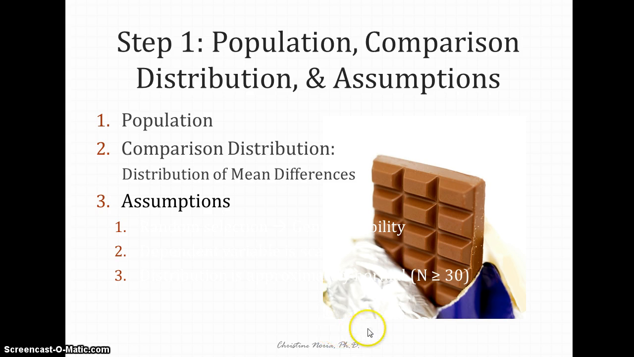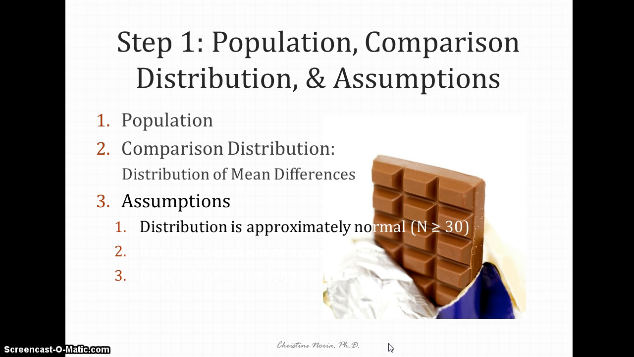Next we have our assumptions. And again, the assumptions are the same as what we've seen for the z-test and the one sample t-test. So the first is that the distribution is approximately normal. And again, we can be pretty well assured that that's going to be the case if we have at least 30 students. So we need to be a little bit cautious here about whether or not this is a set of normally distributed data because we only have 8 students.